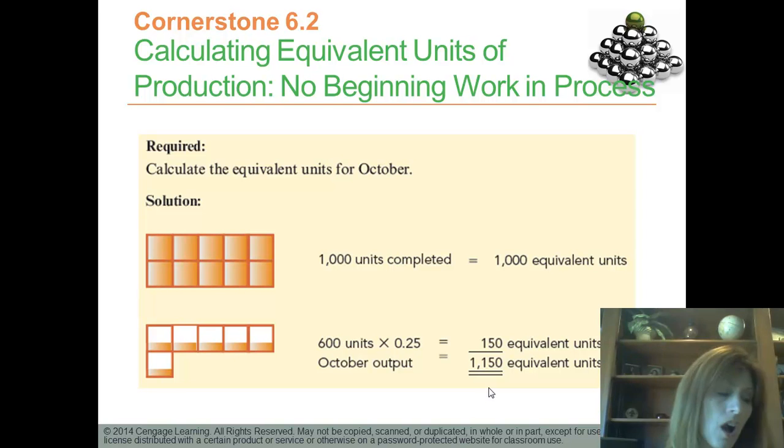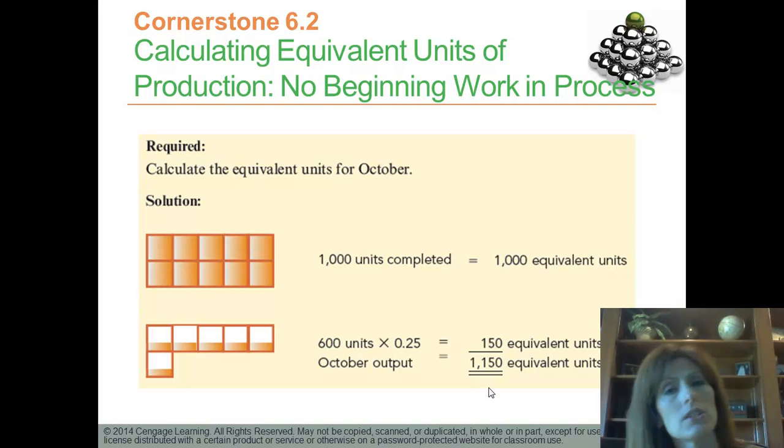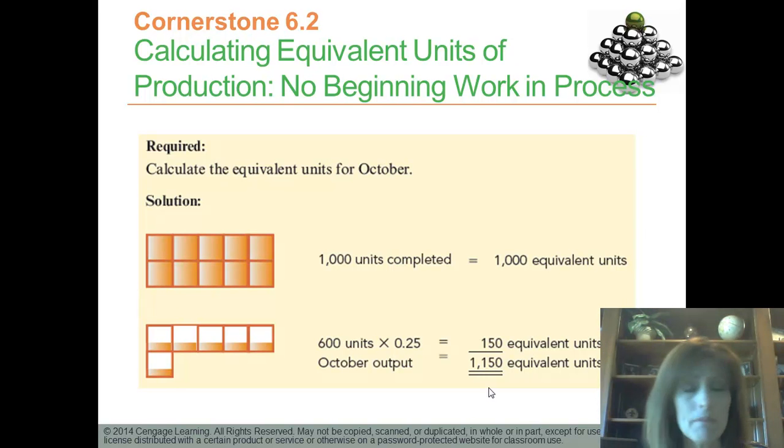If I didn't do this, if I took my total cost and divided by all the completed units only, I would be assigning them too much cost because some of the costs that I incurred went to those units that weren't done yet. So I would be overcosting my product, which might lead me to set too high a price, which might lead me to lose business.